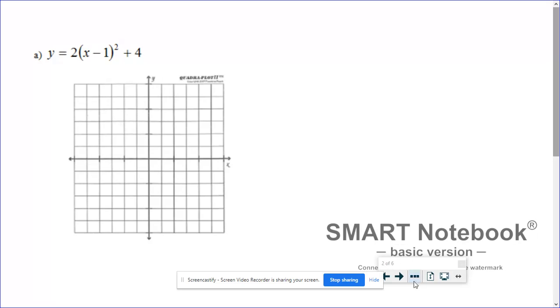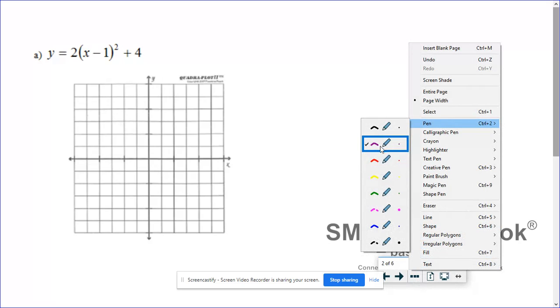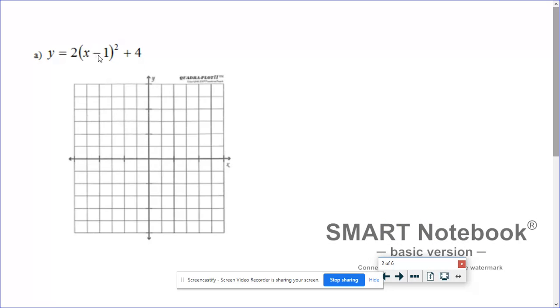The first thing I'm going to notice is that the vertex, see how it's minus 1? That means the x-coordinate is 1. And then plus 4 means that the y-coordinate is 4. So I can go ahead and plot that point: right 1, up 4. The axis of symmetry is going to be the vertical line that cuts through that. So the axis of symmetry is going to be x equals 1. And then you just need to find two other points.